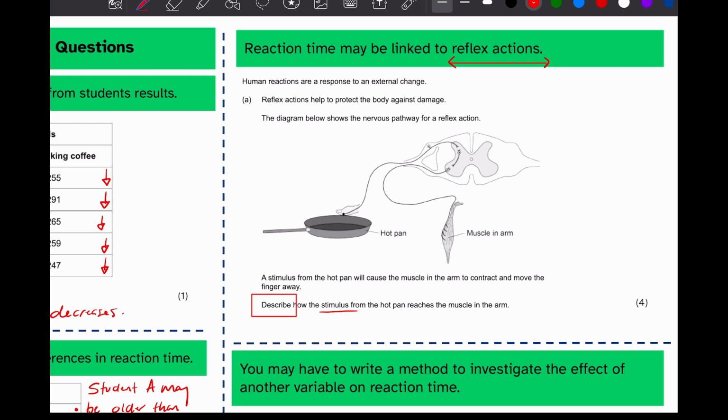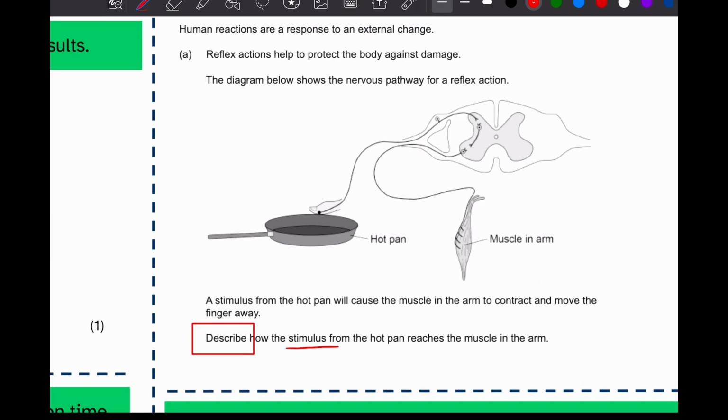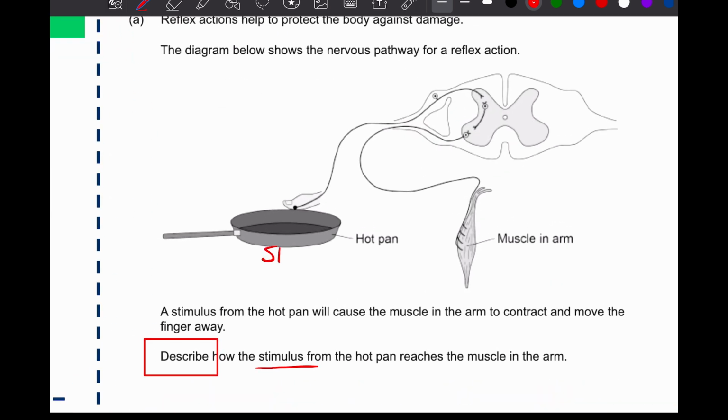So this is just the reflex action, okay? So I'm going to label it on this diagram to help it make sense. In the exam, you don't need to label the diagram. So the hot pan is the stimulus, okay? The thing that causes the reaction to take place. The receptor is the thing that picks up the stimulus. Now in this case, they've got a picture of the thumb there. So the receptor is going to be in the skin of the thumb. That's the receptor.